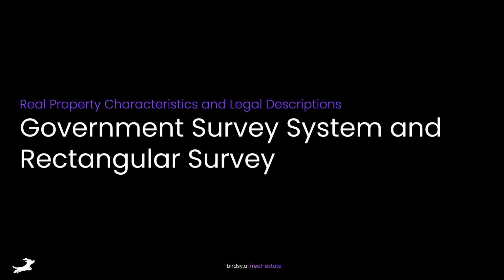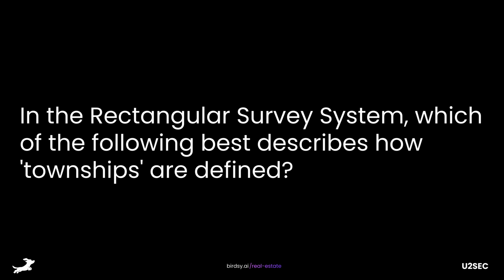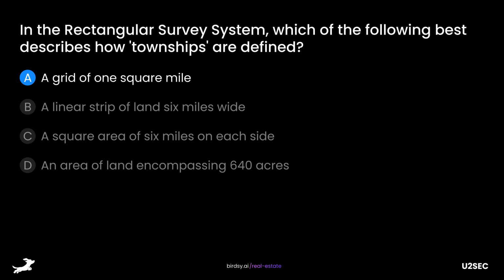Government survey system and rectangular survey. In the rectangular survey system, which of the following best describes how townships are defined? Is it A, a grid of 1 square mile, B, a linear strip of land 6 miles wide, C, a square area of 6 miles on each side, or D, an area of land encompassing 640 acres? The answer is C, a square area of 6 miles on each side.